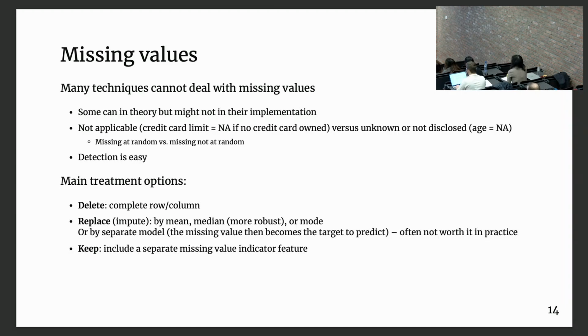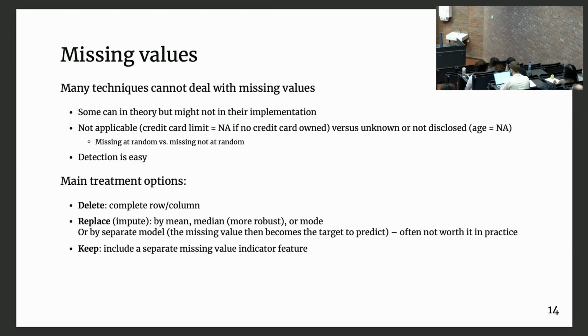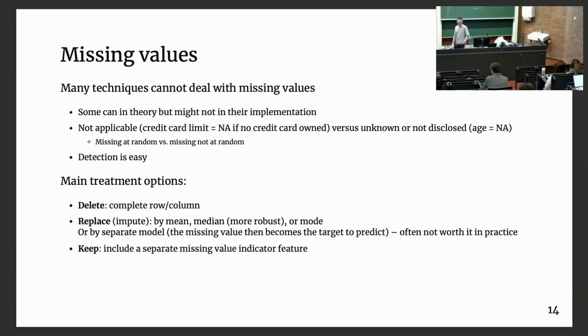Even though you have techniques that in theory can deal with them out of the box, and you don't need to do anything special, very often the implementation that you're using will nevertheless ask you to fix them. Right? So very often it is the kind of blocking pre-processing step, even if you would ignore everything else, a technique might still complain about the fact that you have missing values in there. So most techniques cannot deal with these.